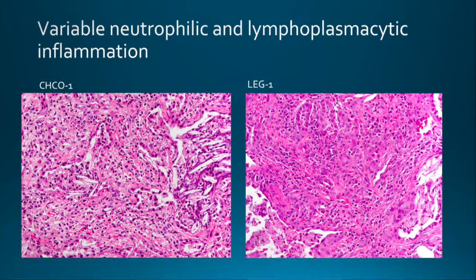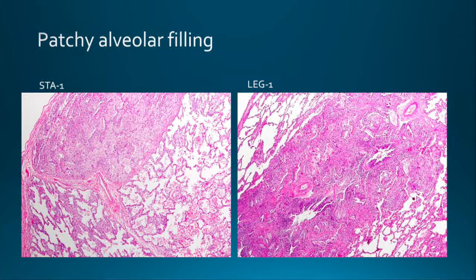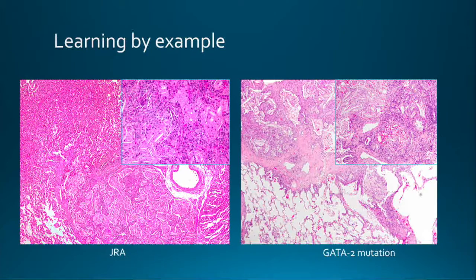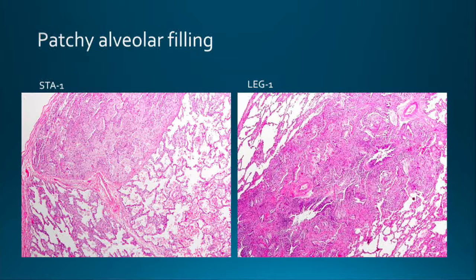Okay, so the slide where I say learning example by example is slide 24. And that's showing JRA on the left and GATA2 mutation on the right. Great. Thank you very much. Please continue. Okay, so if you go to the next slide beyond that, which I guess is 25.